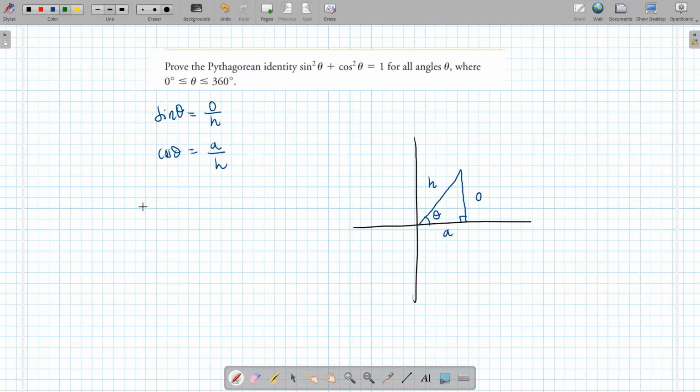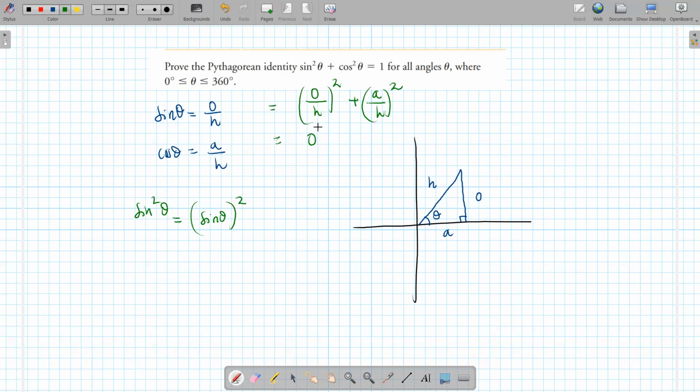Now you see this sine squared theta. What this means is you take your sine theta and you square this entire thing. You're squaring the entire ratio. So if we follow this formula, sine squared theta, you take whatever sine theta is and then you square it. So you do O over H squared. Similarly, cosine squared theta means you take your A over H and then you square it.